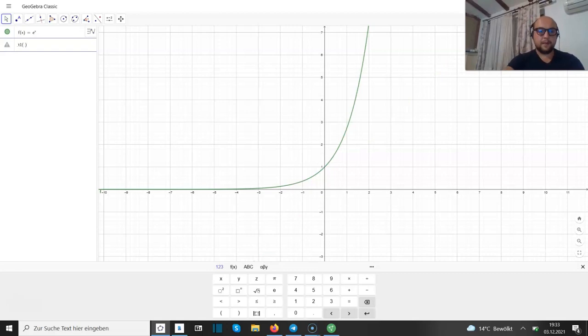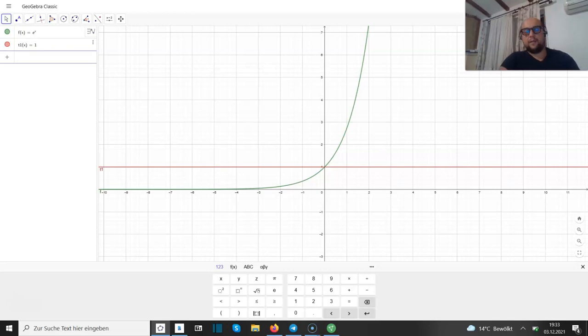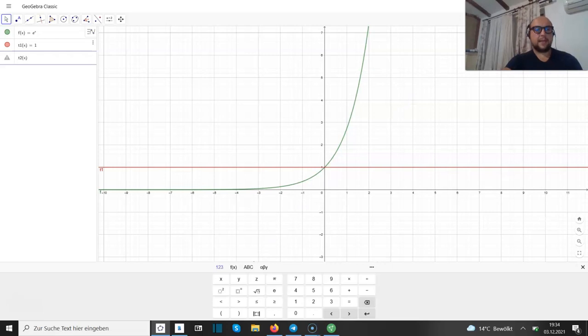T1 of x equals only 1. All right. So you see, this is okay at 0. This is really 1. But it's not good enough. It doesn't have the same slope. So that's bad.